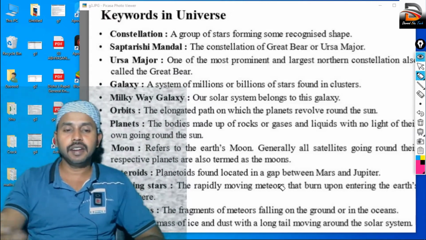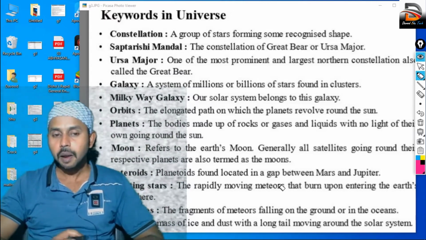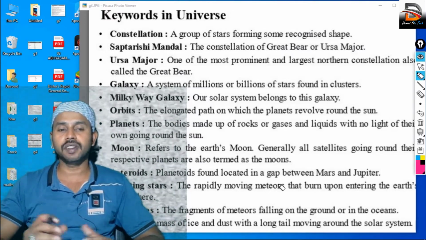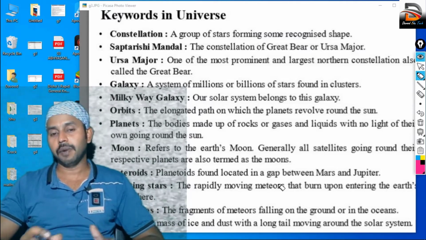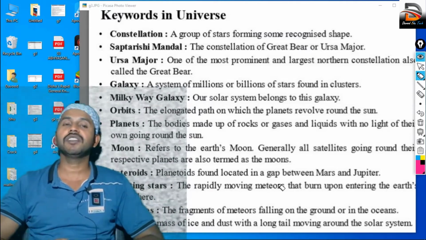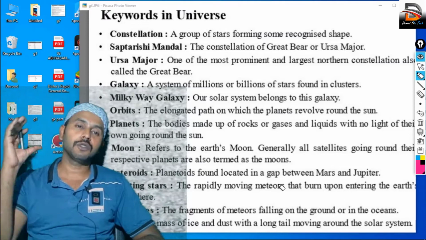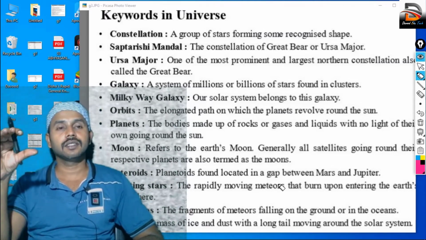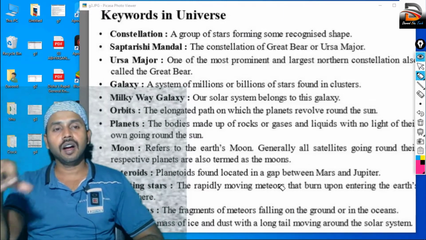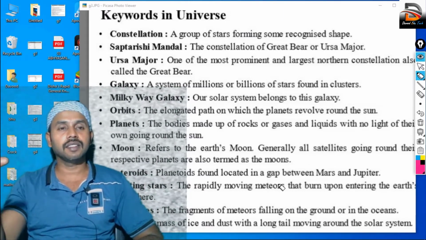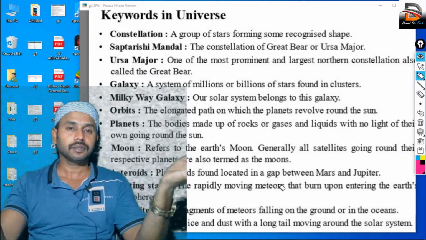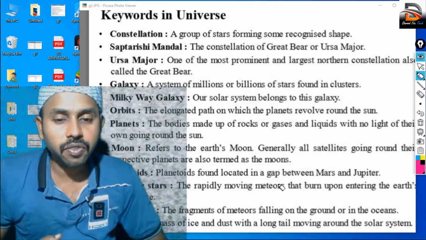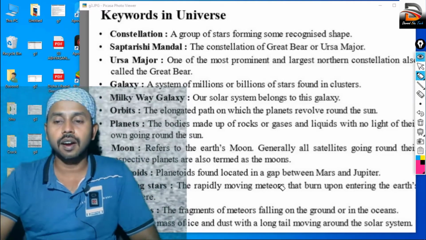Next, meteorites. The fragments of meteors falling on the ground or in the oceans, we call meteorites. Meteorites means some stones falling on the ground or into the oceans. When they fall on the Earth or anywhere, they dig out craters in some places. That means meteorites are fragments of meteors falling on the ground or in the ocean.